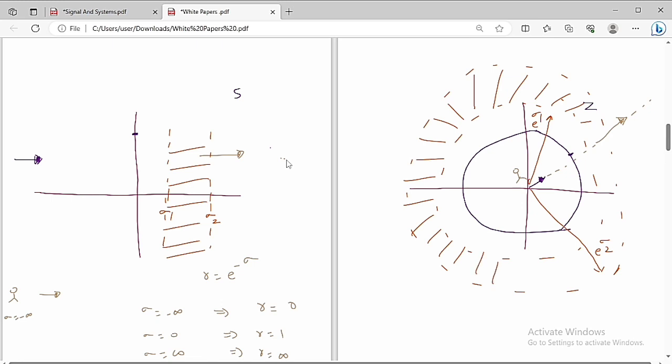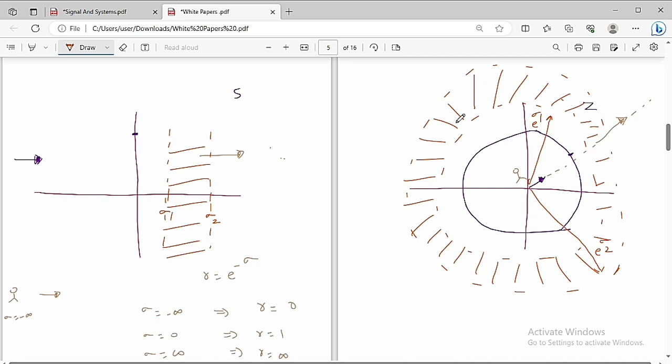So this is the meaning of this concept. Therefore we can say, whenever sigma is lying from sigma 1 to sigma 2, it is going to lie from e to the power of sigma 1 to e to the power of sigma 2. So all these points are going to map like this. Here there are rectangular strips, and here angular strips. This is the rectangular strip and this is the angular strip. These points you always have to keep in mind.